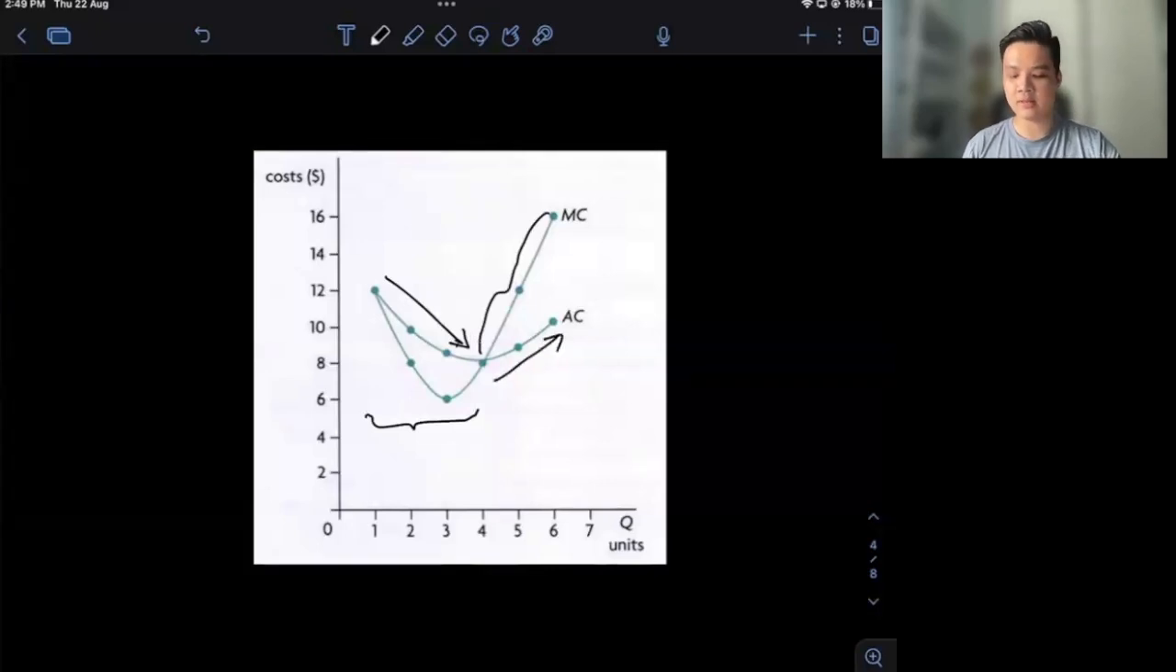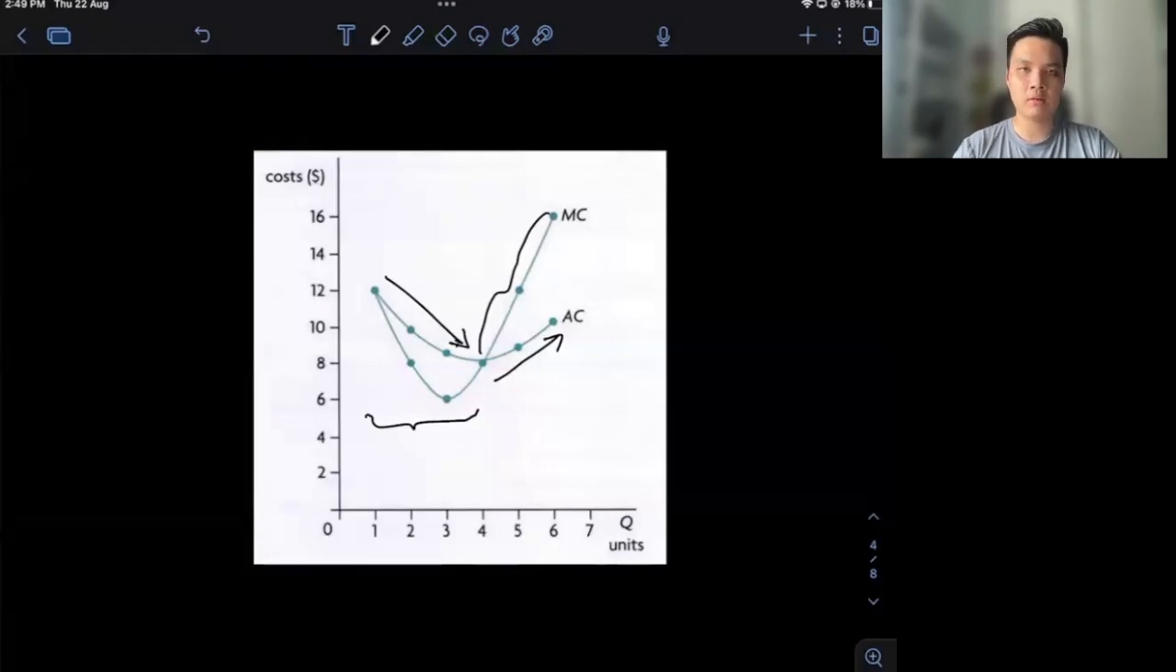So the average cost AC curve goes up. Why is this the case? Well, if you think about it logically, this is because the next unit of production influences our total average.